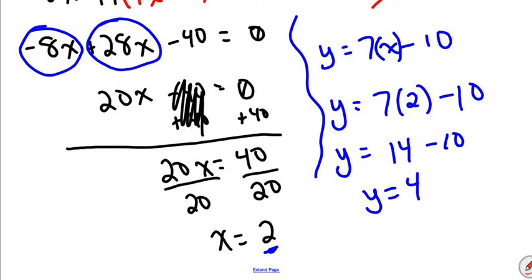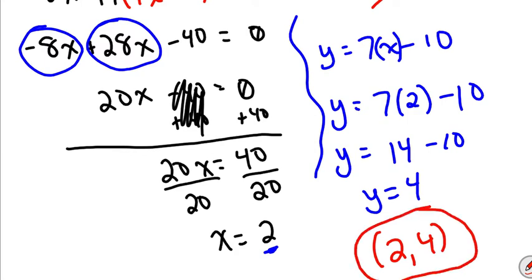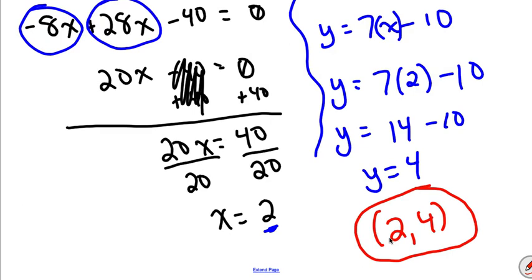But again, we are not finished. Our final answer must be written as a point because we were looking for the point where those two lines intersected. That is your solution to the system of equations. So my answer is this point, (2, 4). Make sure that you're writing your answer as a point. Do not leave it like this, because this is not your final answer. Your final answer is the point where those lines intersect.